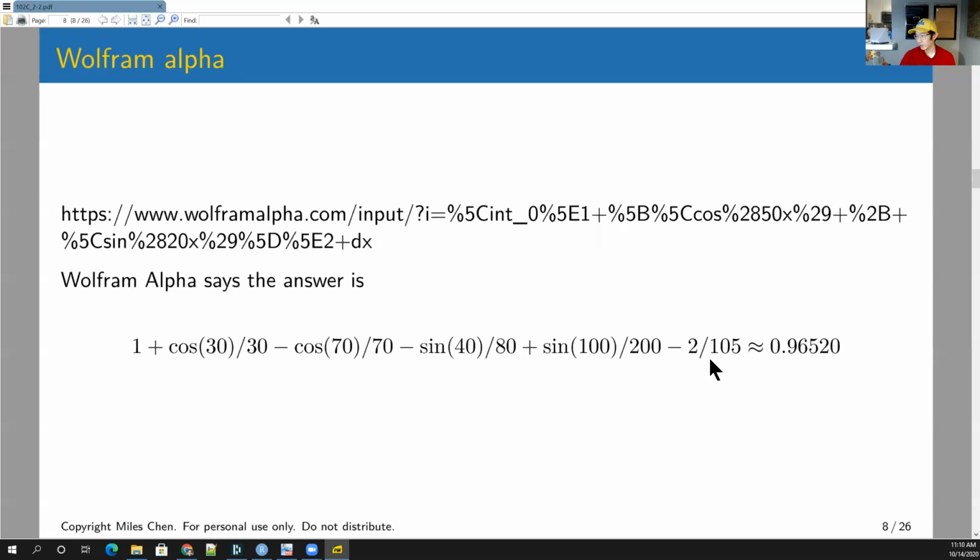If you solve it analytically, we can ask Wolfram Alpha to do it. The true answer is around 0.9652.